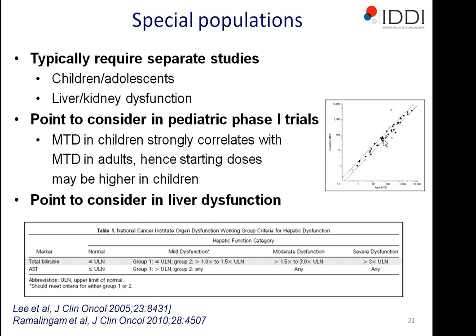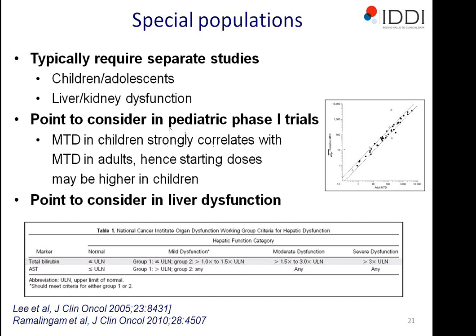And finally, I'd like to say only a few words about special populations, because these may require separate phase 1 studies. And these populations are children and adolescents, and patients with either liver or kidney dysfunction. So just 2 points I wanted to make. The first is for pediatric phase 1 trials.